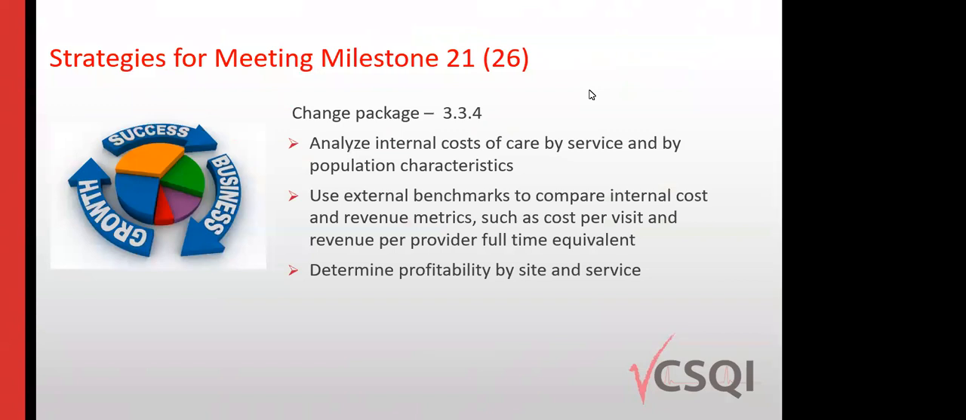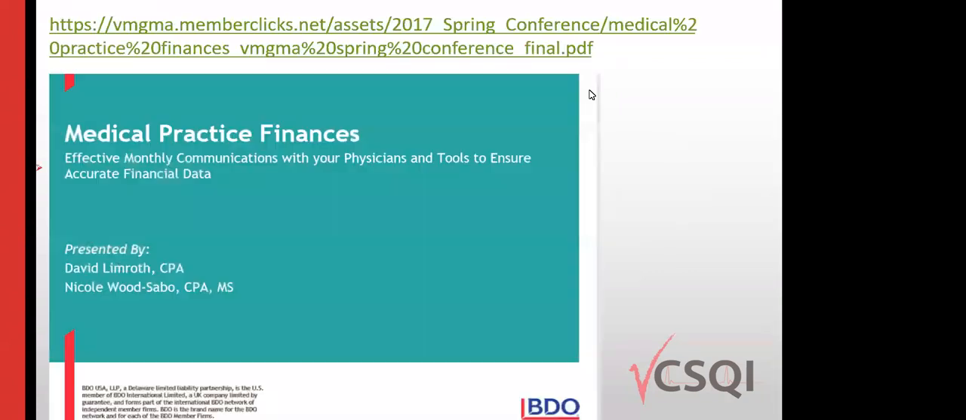So strategies here, again, are focused on analyzing your internal costs of care by service and population characteristics. This is looking at what it is costing you to provide a certain type of service for certain types of patients. Using external benchmarks to compare your internal cost and revenue metrics, such as cost per visit and revenue per provider full-time equivalent. And determining profitability by site and service.